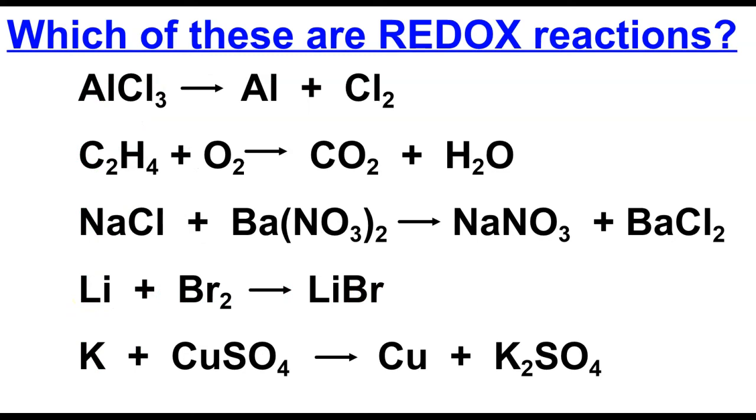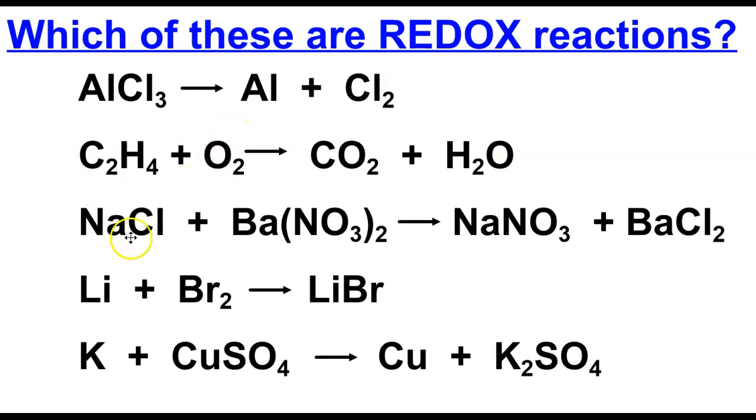So let's look at these. Take a moment and identify which of these is a redox reaction and which one is not a redox reaction. Here we have one reactant, and it's breaking apart into 2 individual elements. Anytime you see an individual element, it is a redox reaction. So this is decomposition. This is combustion, single element, so that is a redox reaction.